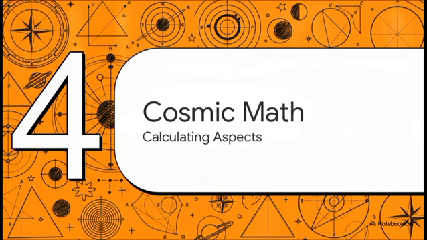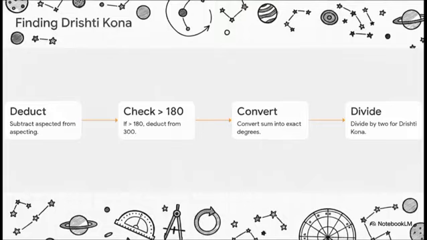Section 4, calculating the cosmic math. Let's walk through the exact step-by-step subtraction formulas used to figure out what's called the drishti kona, or aspectual angle. Okay, step 1. You deduct the longitude of the aspected planet from the aspecting planet. Step 2, if that sum happens to exceed 180 degrees, you've got to deduct it again from 300 degrees. Step 3, you convert that final sum into exact degrees. And then finally, step 4, divide by 2. Boom! That gives you the precise drishti kona.